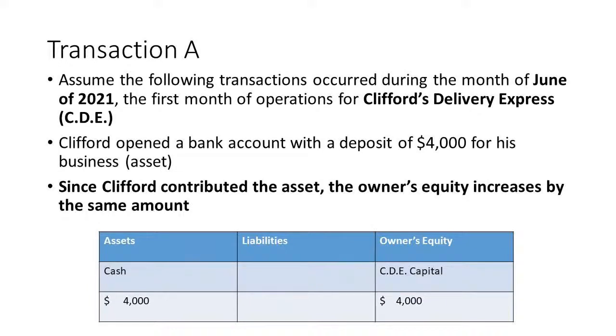Clifford opened a bank account with a deposit of $4,000 for his business. So what he did is he took $4,000 out of his own money and he put it into the accounts for the business. Okay? So there's going to be two accounts that are affected. Since Clifford contributed the assets, the owner's equity increases because he added value to the company.